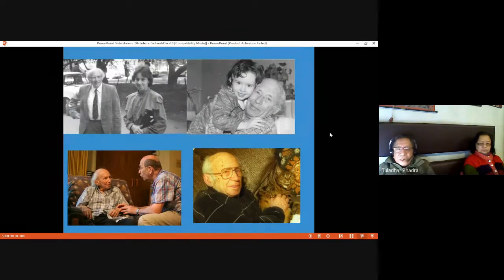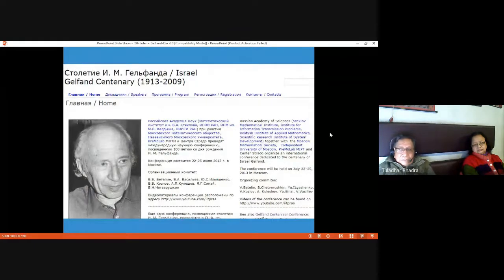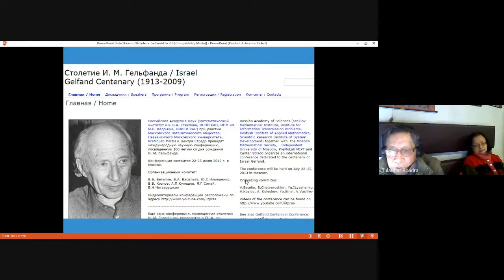So these are some photos. Gelfand, which is my granddaughter. Now coming almost to the end. Gelfand's secretary from 1932 to 1949. So this is an announcement about the Gelfand centenary to be held in Moscow from July 22 to 29 by the Academy.